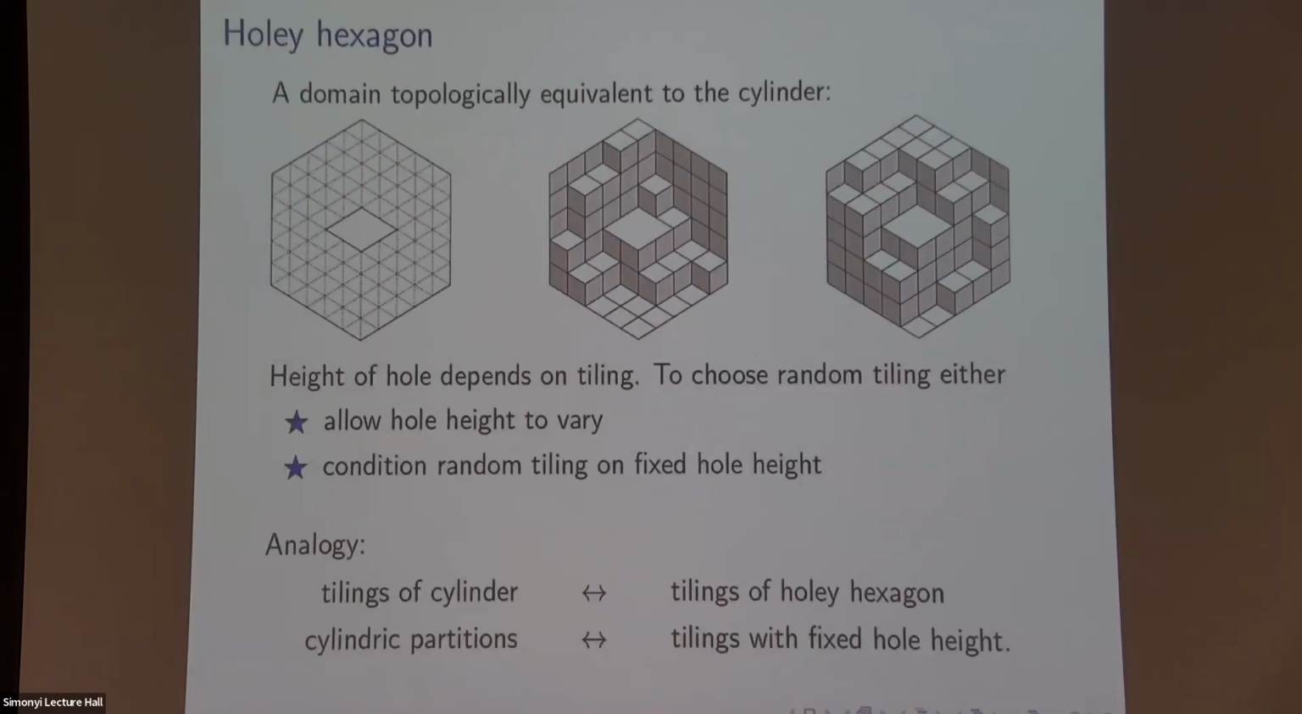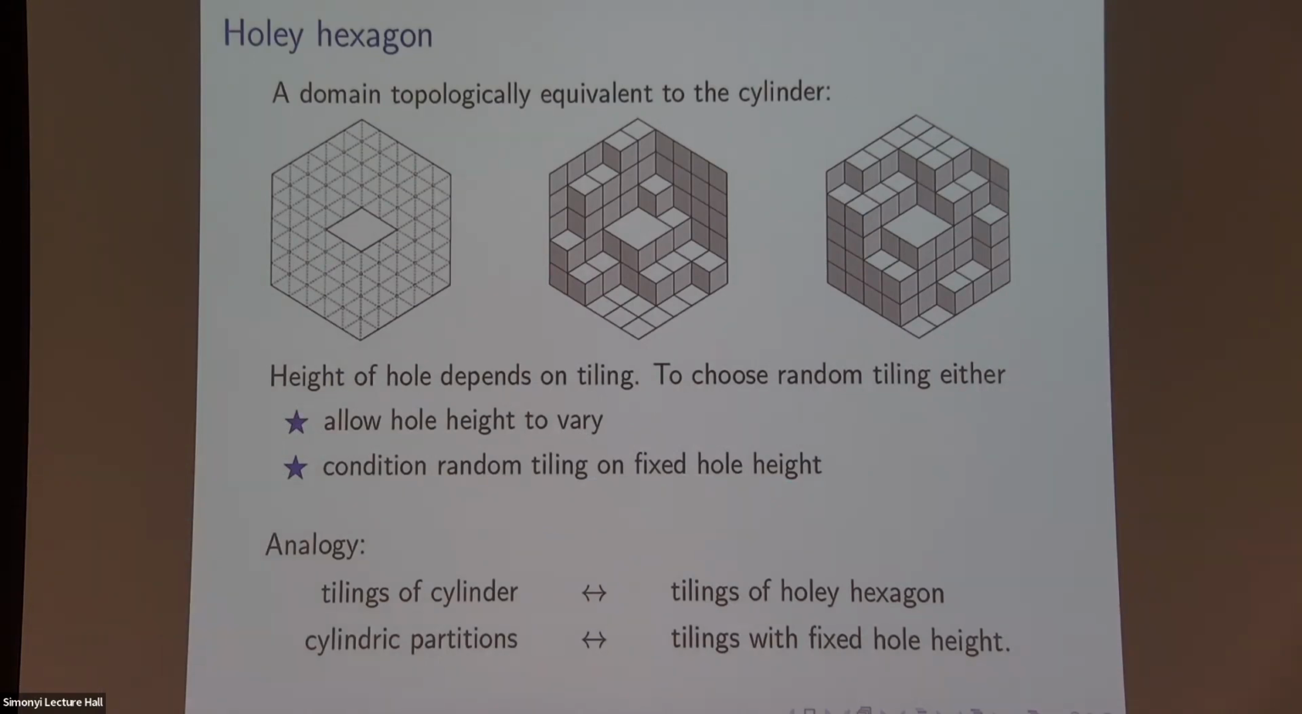So, going back, this is what I said: I can think about it in two different ways. I can either allow the height function to vary on the inner boundary, or I can think that I'm dealing only with Lozenge tiling configurations which have a fixed height on both boundaries.